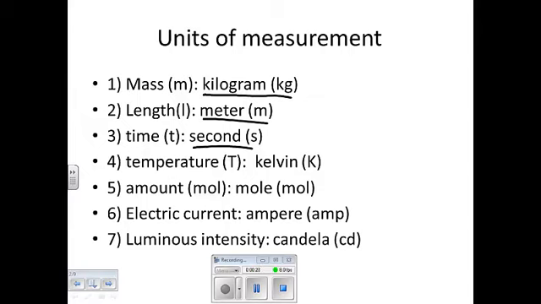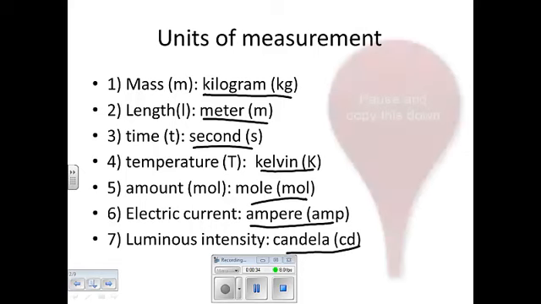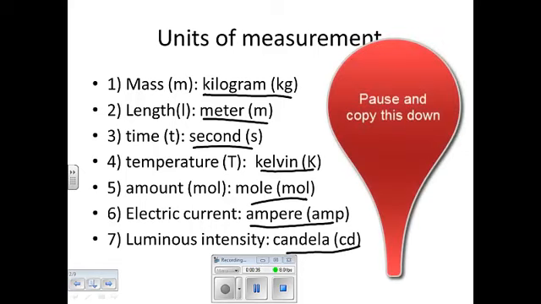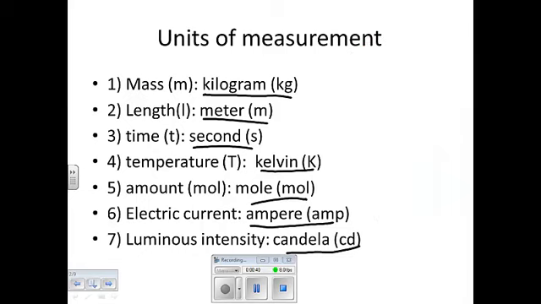So mass, we're going to use kilogram. In the parentheses is the abbreviation. I'm going to go fast, so pause as needed. Those are all your units: time in seconds, temperature in kelvins, amounts in moles. Electric current is going to be in amperes. Luminous intensity is in the candelas.